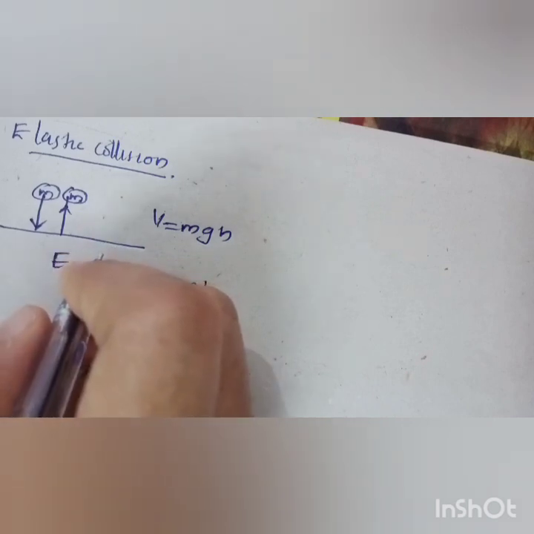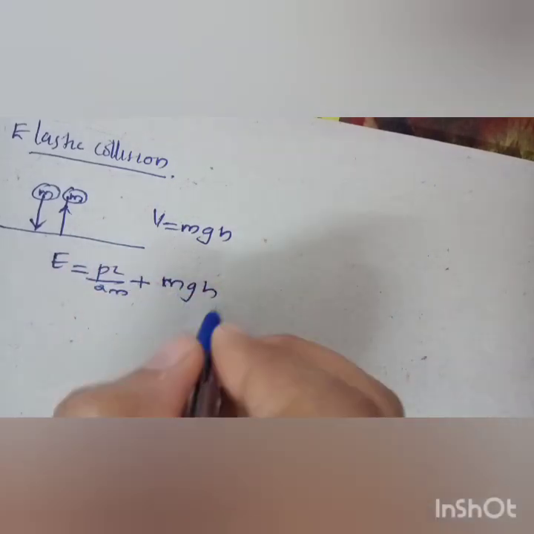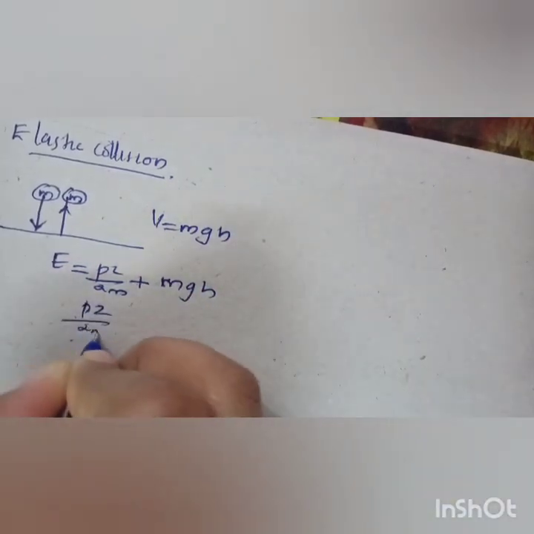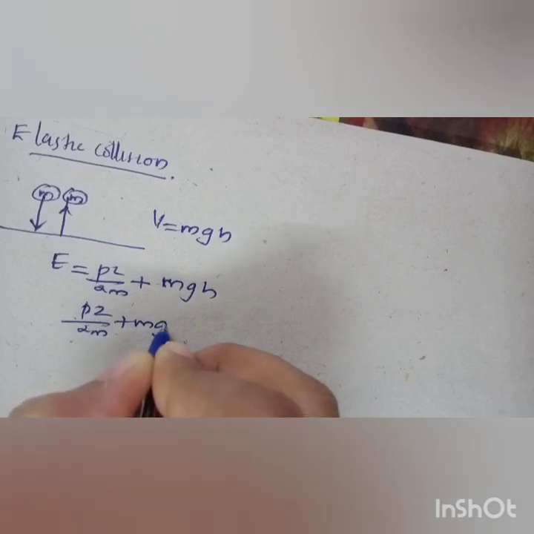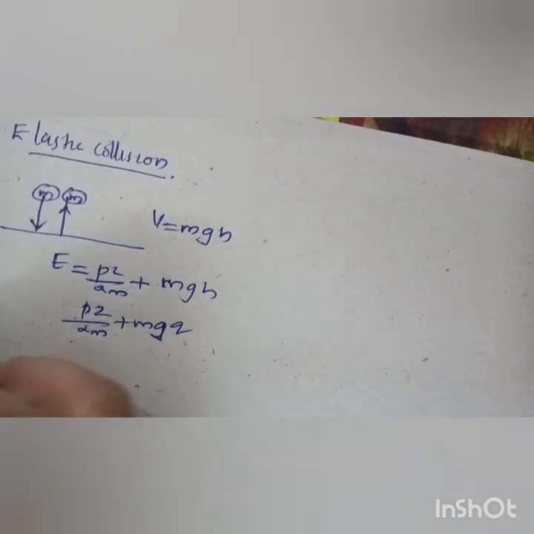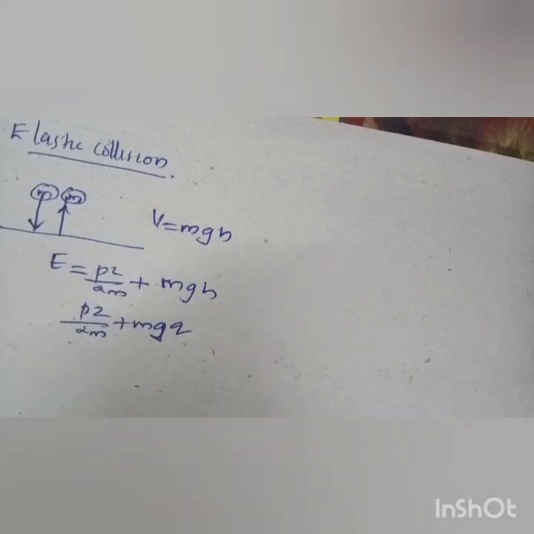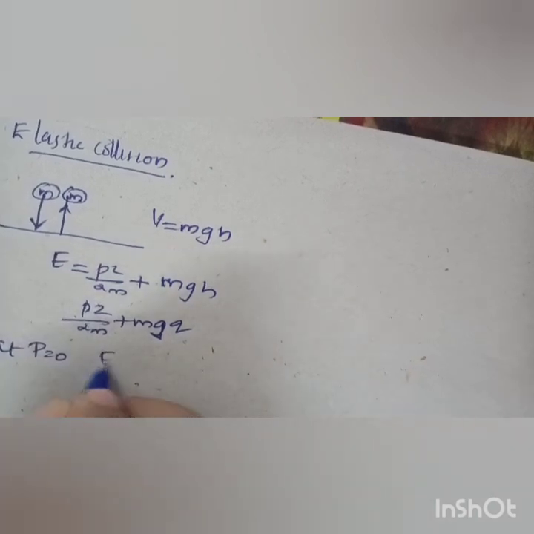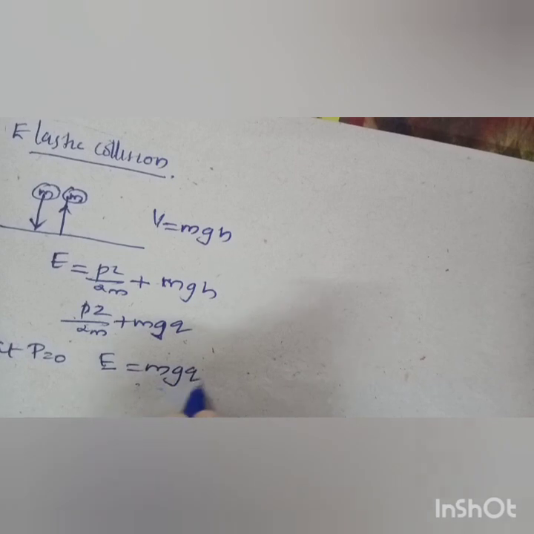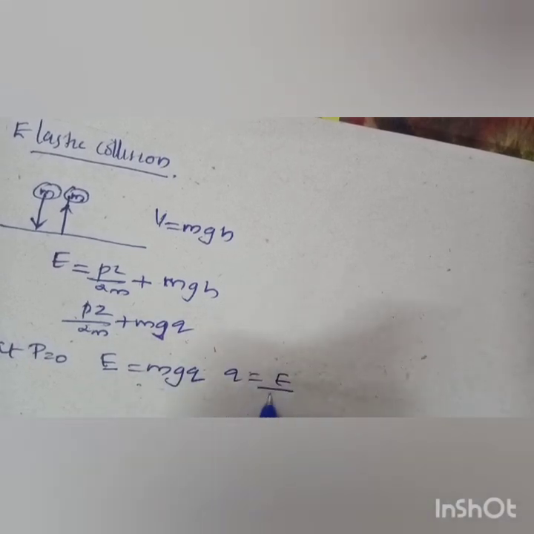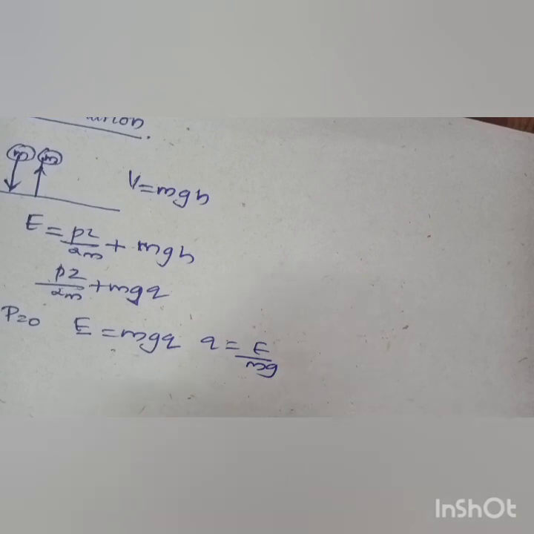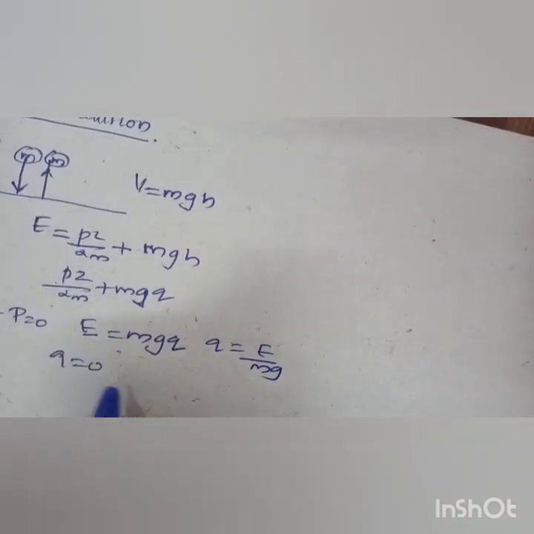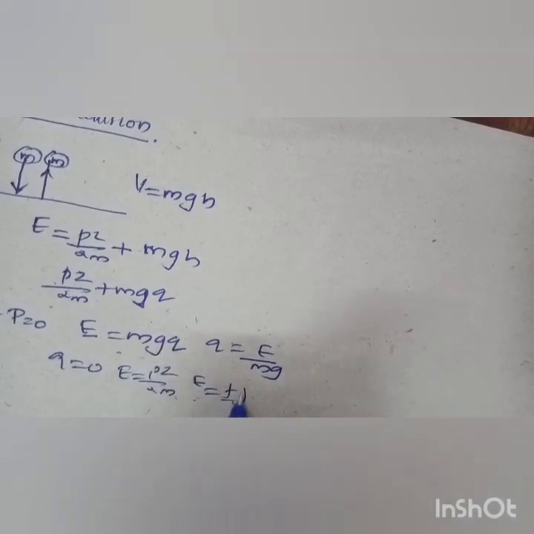And h can be written as q, so the energy is p square by 2m plus mgq, and we have to find the position and the momentum. So at p is equal to 0, E is equal to mgq and q is equal to E by mg, and at q is equal to 0, E is equal to p square by 2m and p is equal to plus or minus under root 2mE.